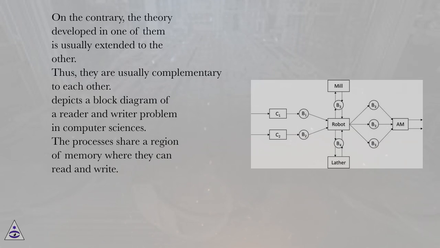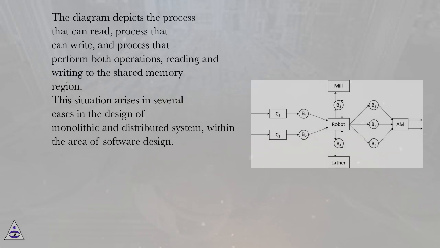The figure depicts a block diagram of a readers and writers problem in computer science. The processes share a region of memory where they can read and write. The diagram depicts processes that can read, processes that can write, and processes that perform both operations, reading and writing, to the shared memory region. This situation arises in several cases in the design of monolithic and distributed systems, within the area of software design.